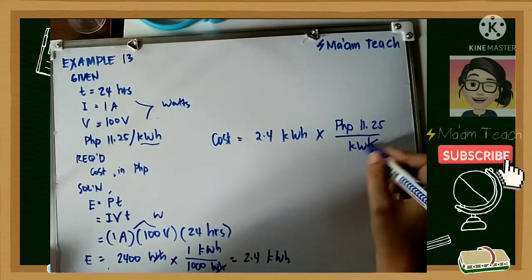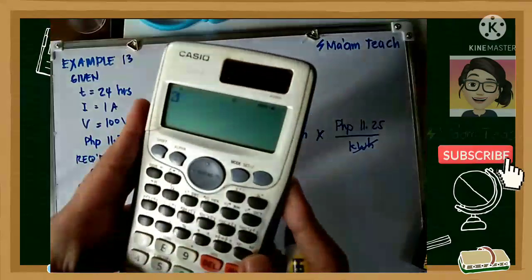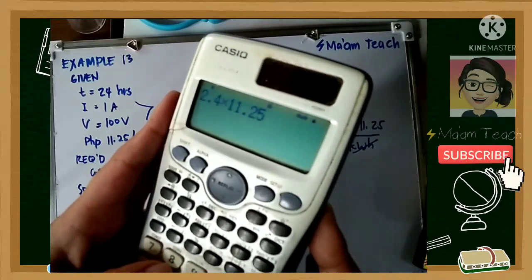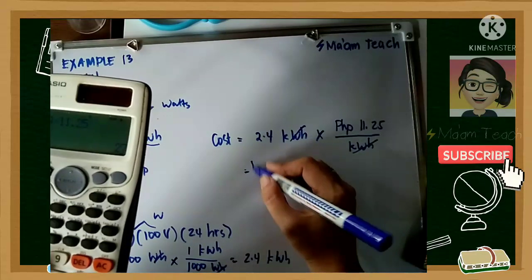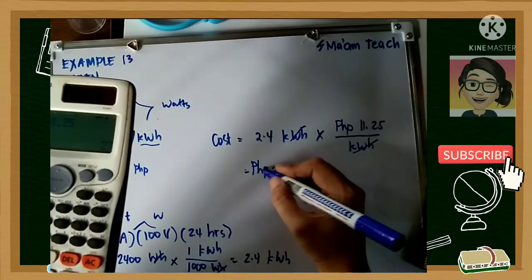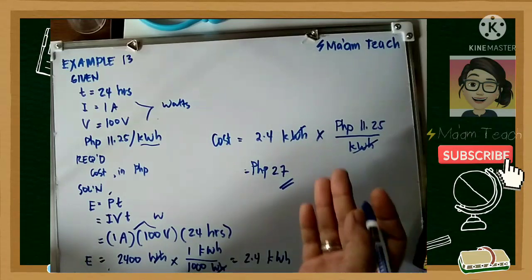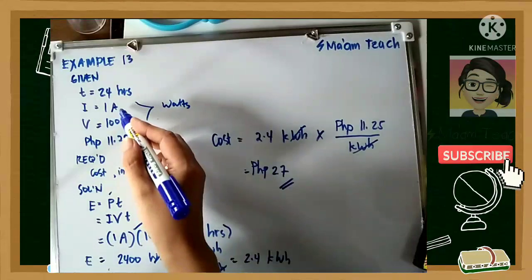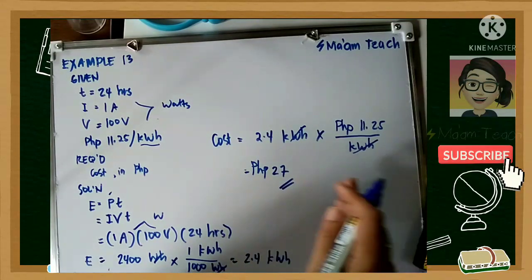So take note, we can cancel out the unit, and from there we simply multiply 2.4 times 11.25. So we have 27. And what is the unit? It is pesos. So therefore, class, if you operate a lamp 24 hours, which is rated 1 ampere and 100 volts, okay, you will pay 27 pesos.